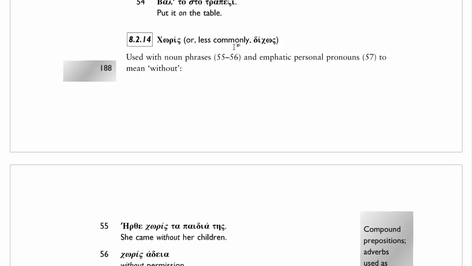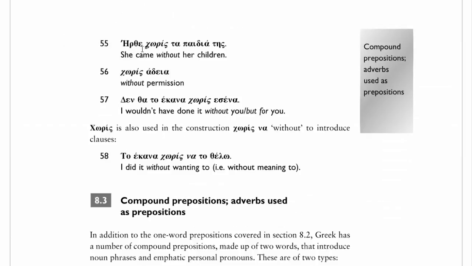Χωρίς, or, less commonly, δίχως. Used with noun phrases and emphatic personal pronouns to mean without. Ήρθε χωρίς τα παιδιά της. She came without her children. Χωρίς άδεια. Without permission. Δεν θα το έκανα χωρίς εσένα. I wouldn't have done it without you, or I wouldn't have done it but for you.